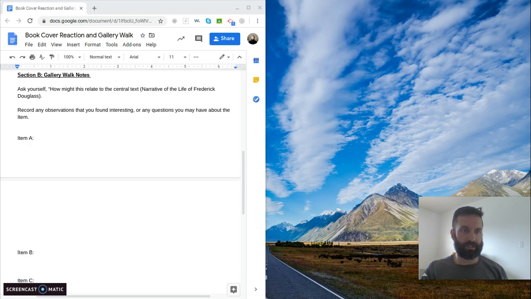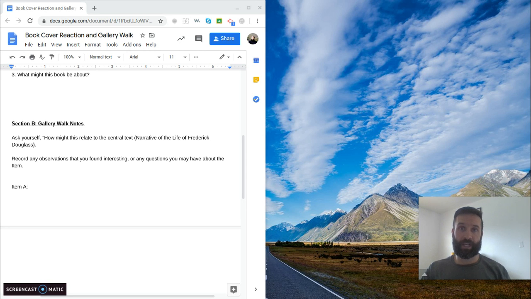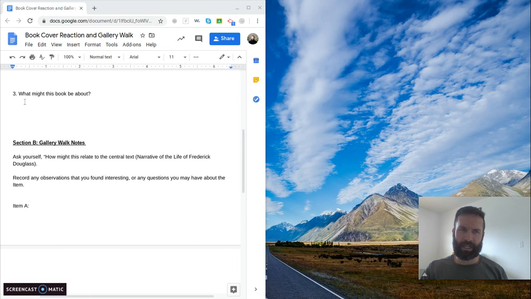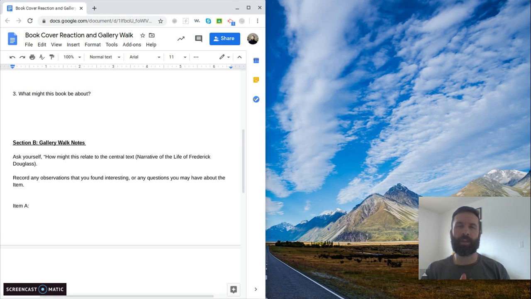It's pretty straightforward with how this is laid out. You're going to ask yourself, how might this relate to the central text, which is the Narrative of the Life of Frederick Douglass? This question connects to your previous thought about what this book might be about. So when we see each item, think about how that connects or what it has to do with the central text we're going to be looking at.